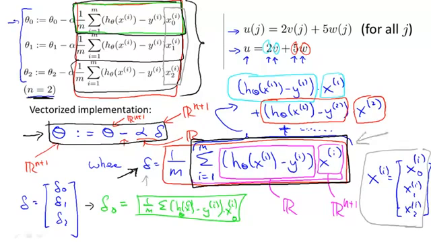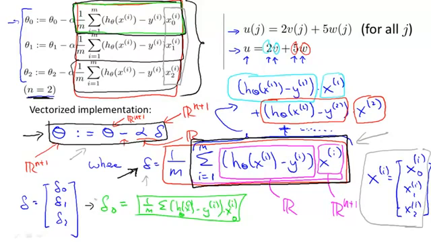So I hope this step makes sense, and do look at the video and see if you can understand it. In case you don't understand quite the equivalence of this math, if you implement this, it turns out to be the right answer anyway. So even if you didn't quite understand the equivalence, if you just implement it this way, you'll be able to get linear regression to work. But if you're able to figure out why these 2 steps are equivalent, then hopefully that'll give you a better understanding of vectorization as well.